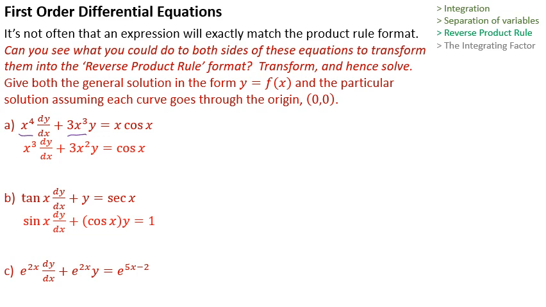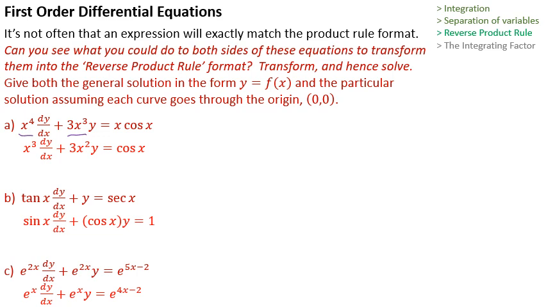The last one, e to the 2x, doesn't differentiate to e to the 2x, but e to the x differentiates to e to the x. So by dividing through by e to the x, we are able to turn this one as well into the reverse product rule format. Once we've got them all in the reverse product rule format, the next step for each one would be to reverse product rule.